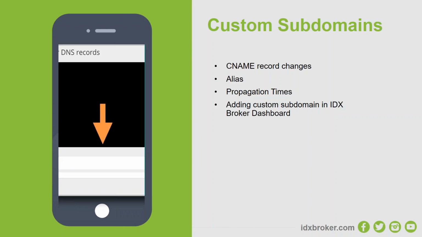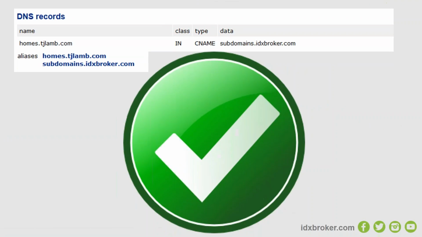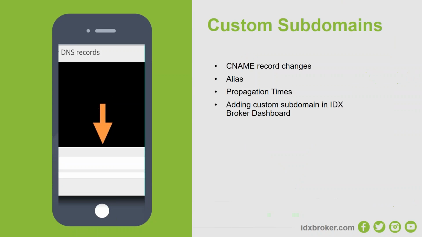The first 2 things you're going to want to look for is, first, make sure that your CNAME record is set up correctly. So your CNAME record should look like this. The CNAME should say subdomains.idxbroker.com, and then your alias should be your custom subdomain that you want to set up. So in this example, it is homes.tjlam.com.